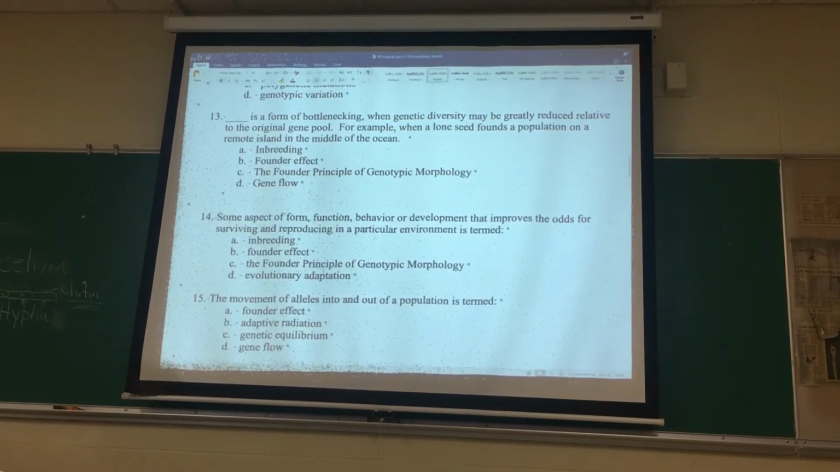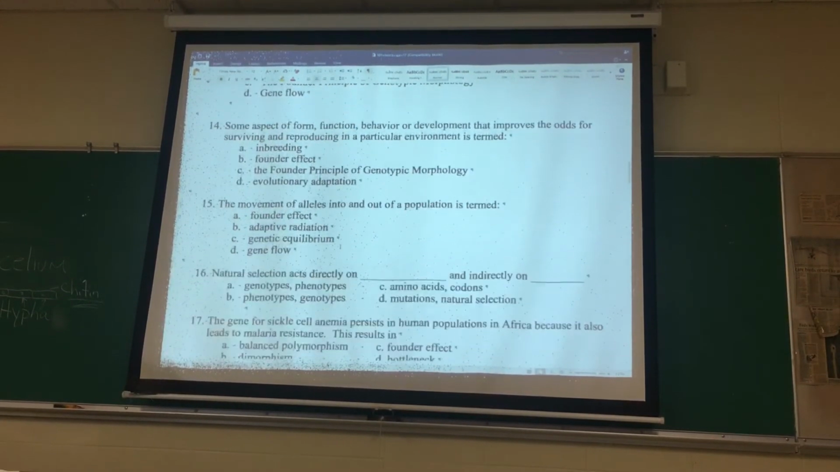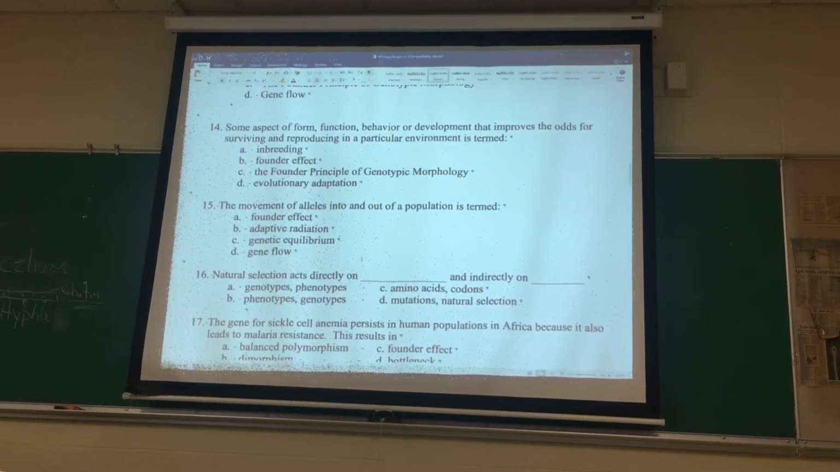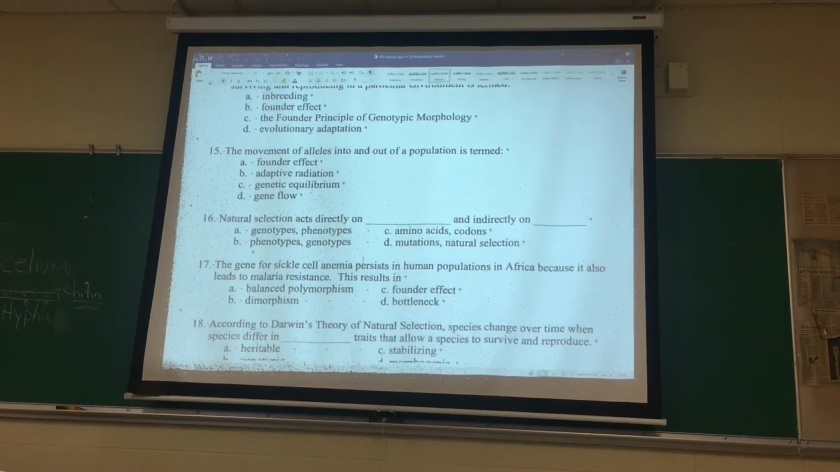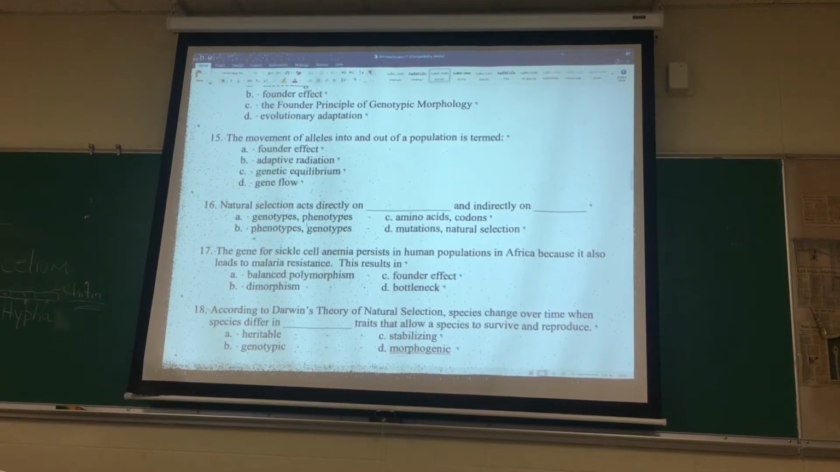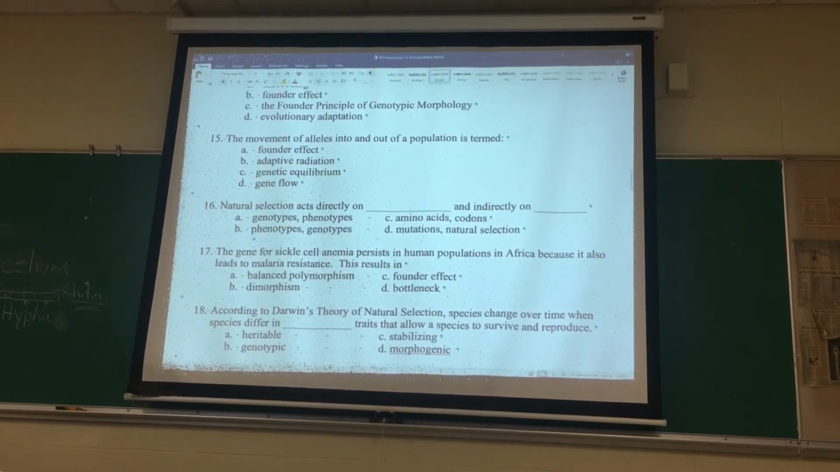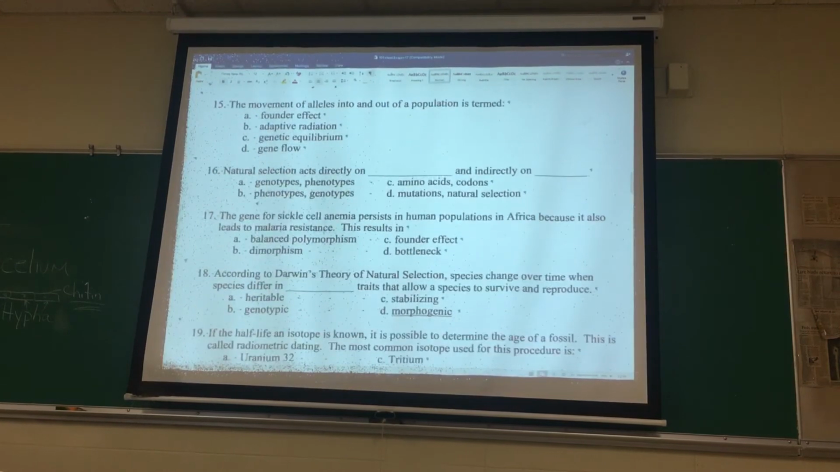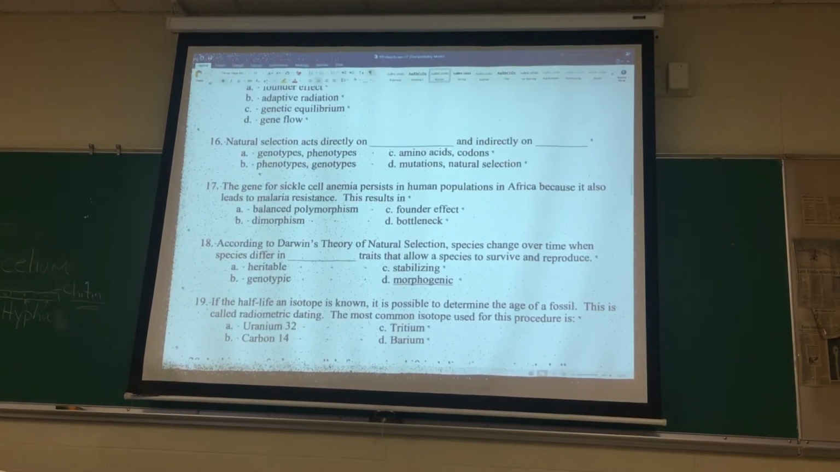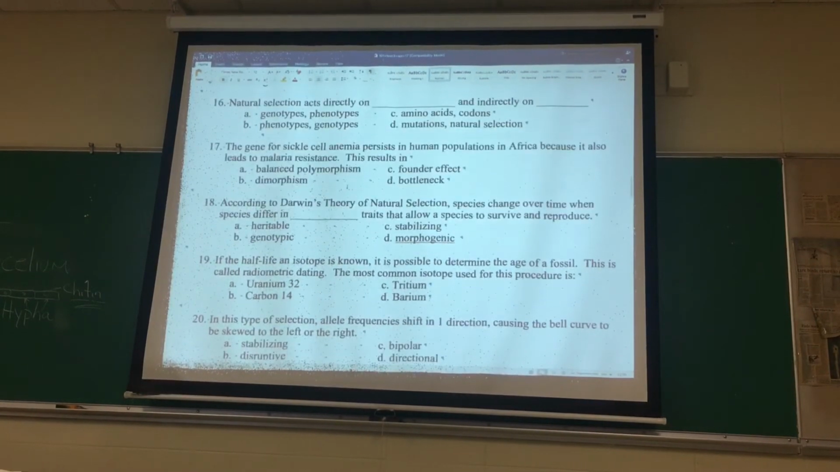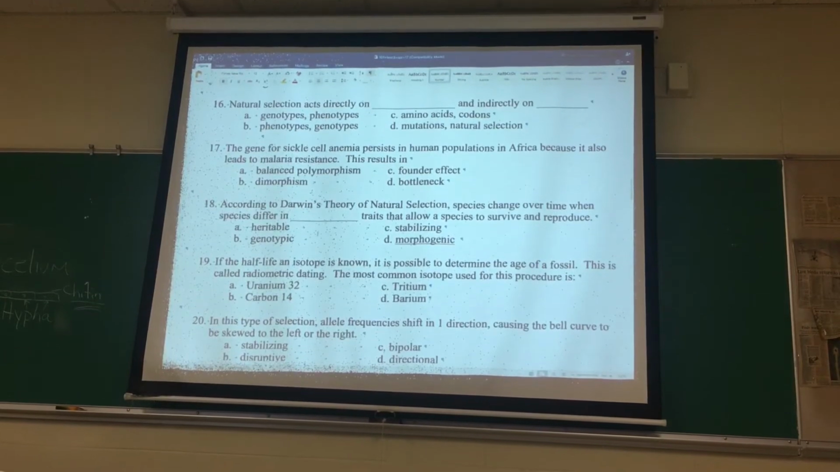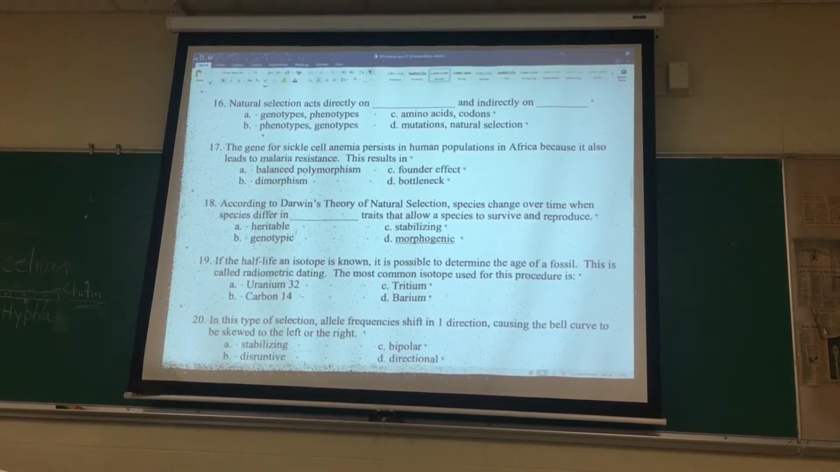Okay, evolutionary adaptation improves the odds for surviving and reproducing. Gene flow is the movement of alleles into and out of a population. Natural selection acts directly on phenotypes and indirectly on genotypes. Balanced polymorphism is the term for the fact that you can have both of those alleles in the population. Change over time occurs if it occurs in heritable traits that can be passed down.